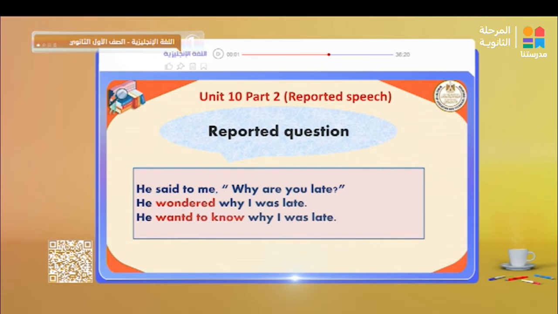Look at another example. He said to me, "Why are you late?" He wondered why I was late. He wanted to know why I was late. So here, using wondered or wanted to know, we don't use object pronoun. And again, we use I was, not was I. We can't say was I. We use sentence form, not question form.